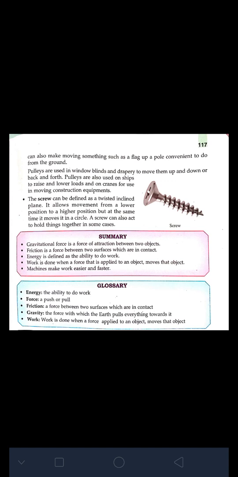Now I am going to read the summary. Listen to it by heart. First, gravitational force is a force of attraction between two objects. Friction is a force between two surfaces which are in contact. Energy is defined as the ability to do work. Work is done when a force that is applied to an object moves that object. Machines make work easier and faster. This is the summary of this lesson.